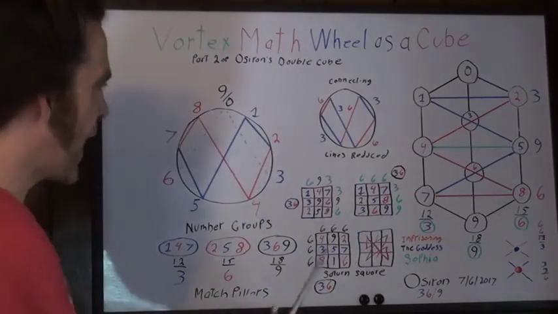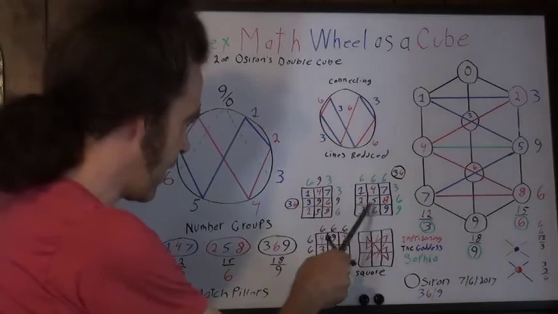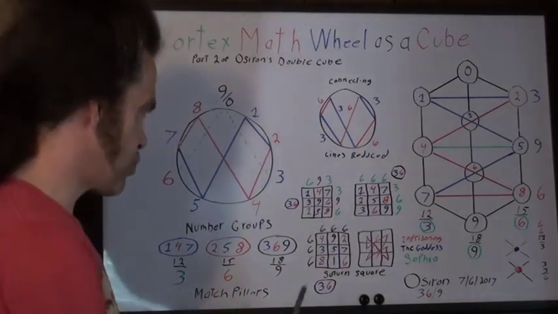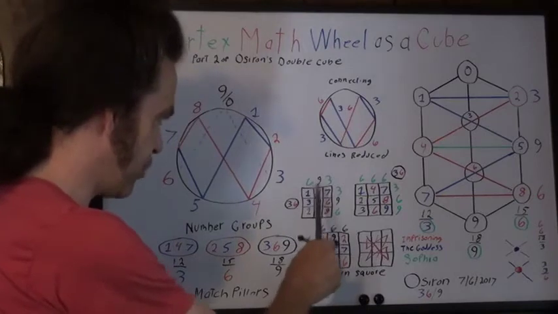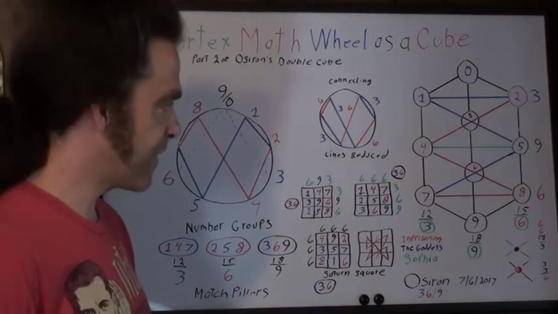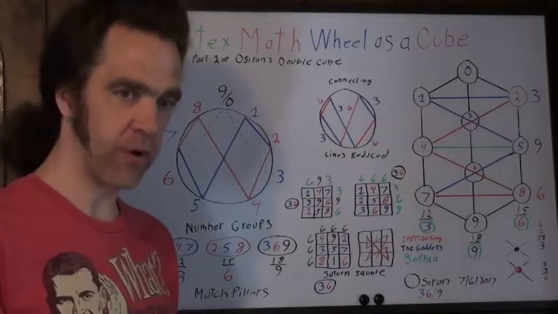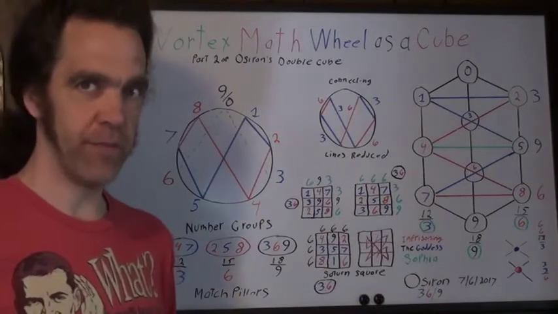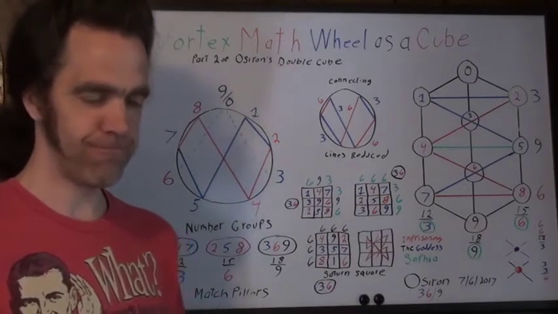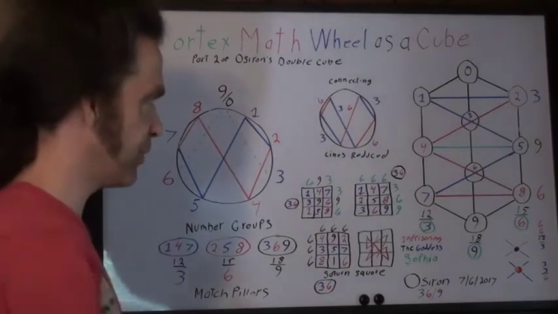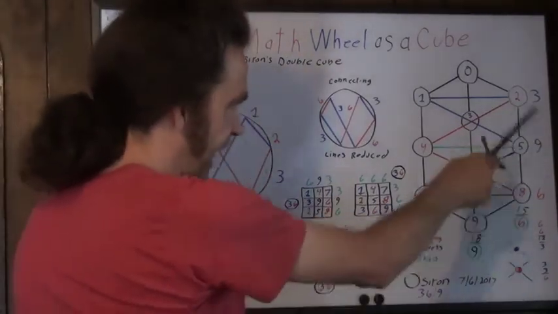Now, one other way you could do this square over here is, if you take the number group 147, 258 and put those on the outer, and if you use the vortex math principle that those guys talk about in their thing, that 3 and 6 is always separated, a 9 is always separated by 3 and 6, something like that. But you got 9 in the middle and 3 and 6 on either side.